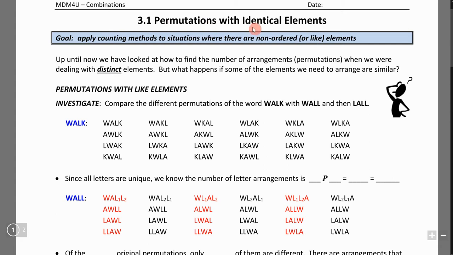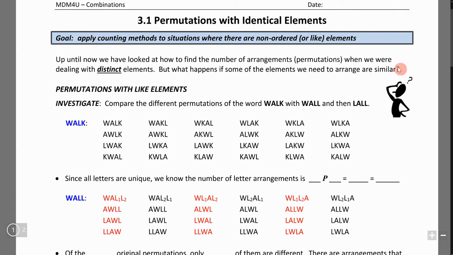3.1 Permutations with identical elements. So up until now, we have looked at how to find the number of arrangements, or permutations, when we were dealing with distinct elements. But what happens if some of the elements we need to arrange are similar?